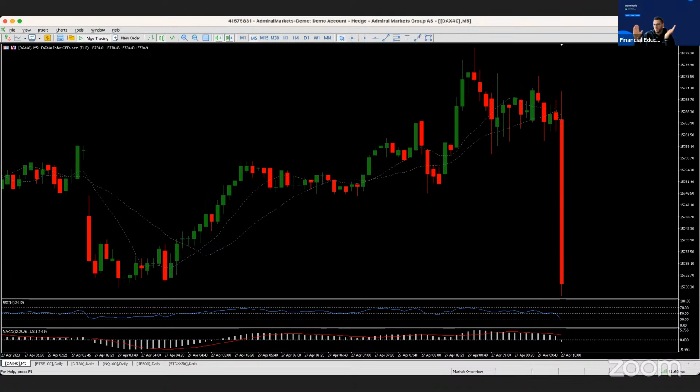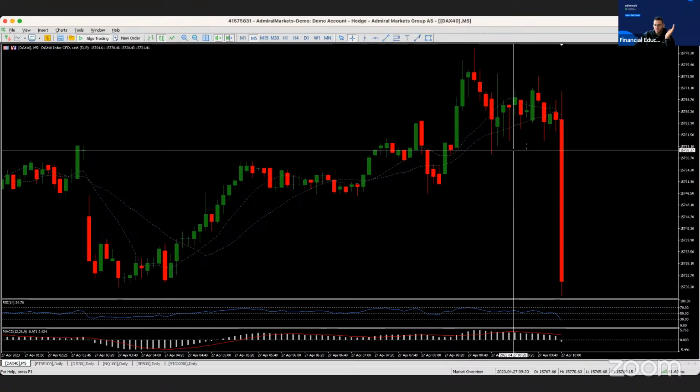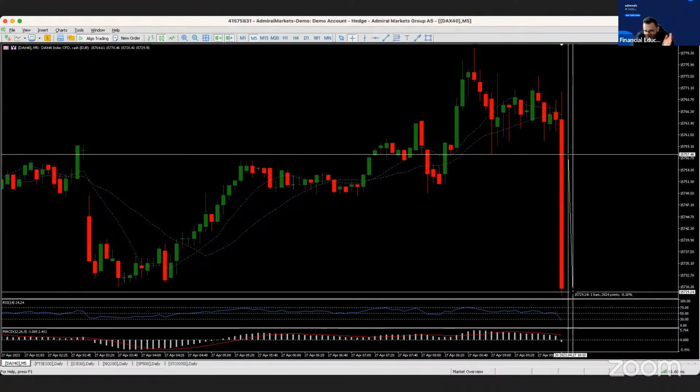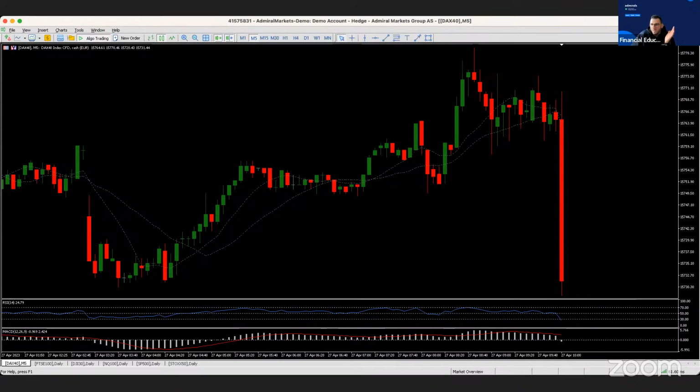And my God, the DAX is melting. Where is it going to go? 28 pips, 27 pips since our entry, and it's still moving. That's interesting. Nice.